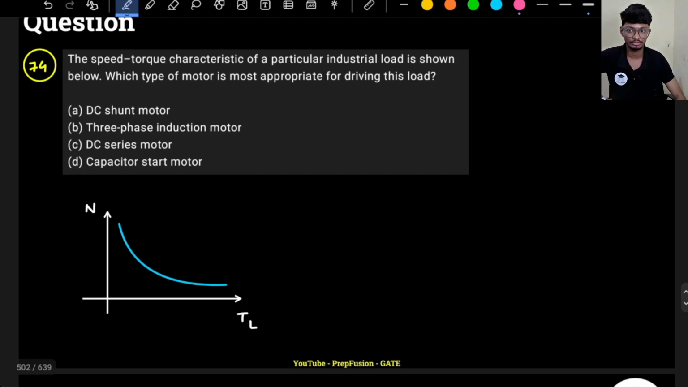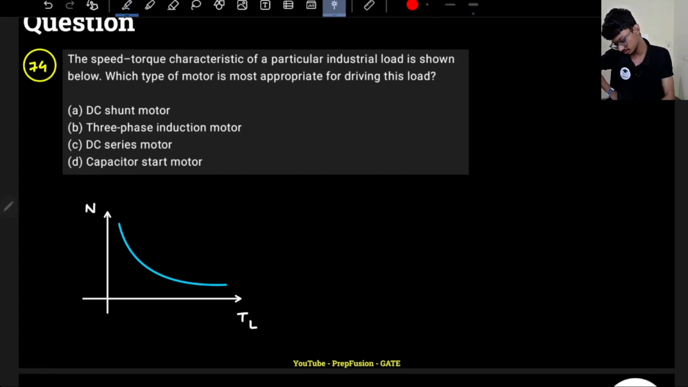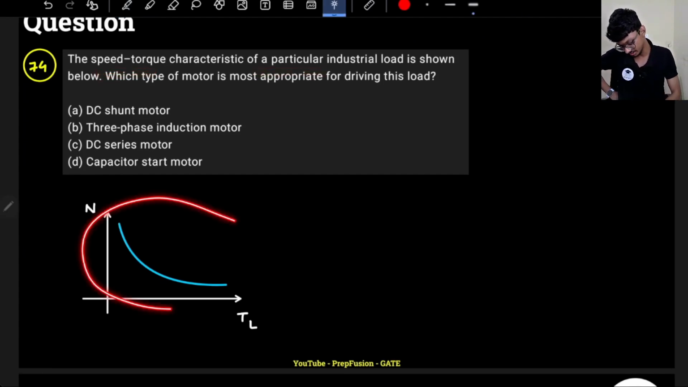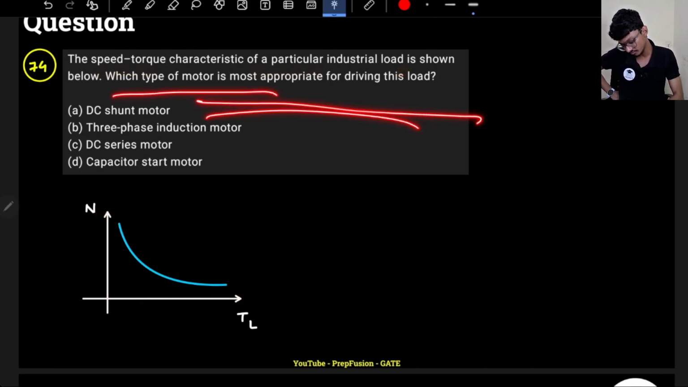Let's read this next question. The load versus speed torque characteristics of a particular industrial load is shown below. Which type of motor is most suitable for driving this load?